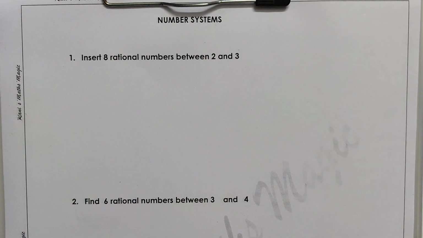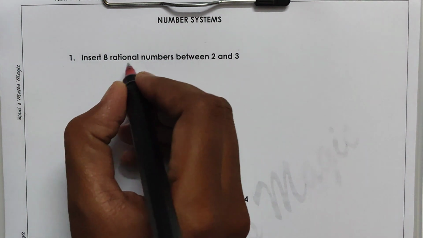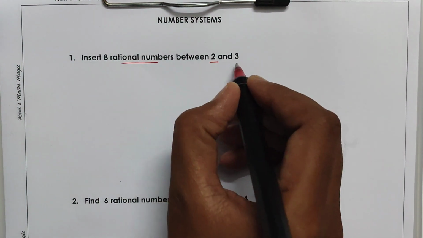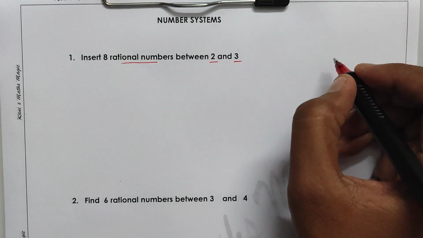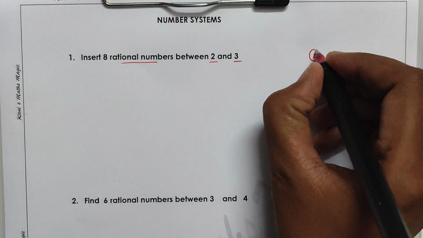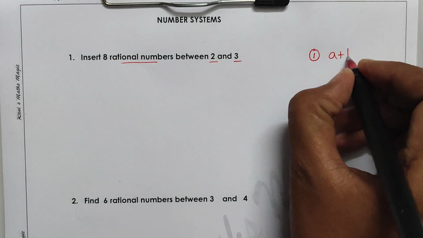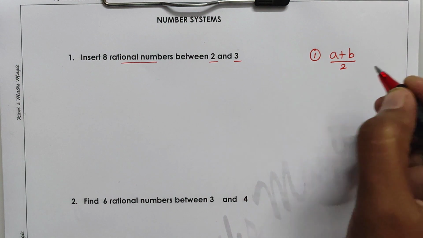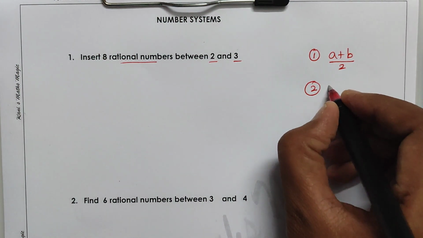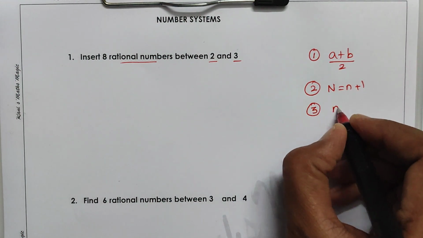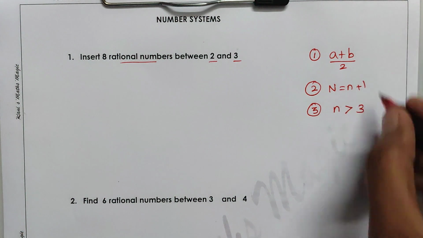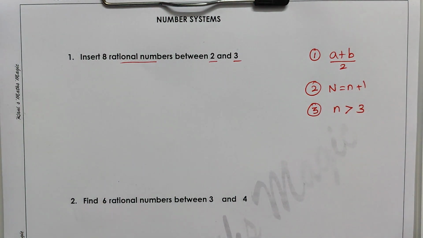Now we are going to see the number systems. In that topic, we are going to insert some rational numbers between two numbers. There are three methods to do these kinds of problems. Method 1 is (a + b) / 2. Method 2 is N = n + 1. And method 3 is n should be greater than 3. These are the three methods by which we can solve these kinds of problems.